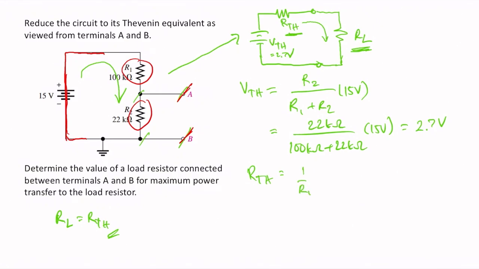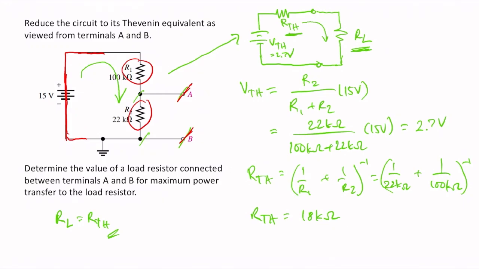So 1 over R1 plus 1 over R2, and take the inverse of that. So 1 over 22 kilo ohms plus 1 over 100 kilo ohms, and take the inverse of that, so that the Thevenin resistance is 18 kilo ohms. And to answer the second question, the load resistance must also be 18 kilo ohms in order for the maximum power to be transferred from the source to the load across A and B.